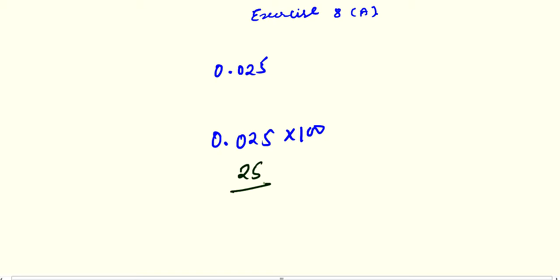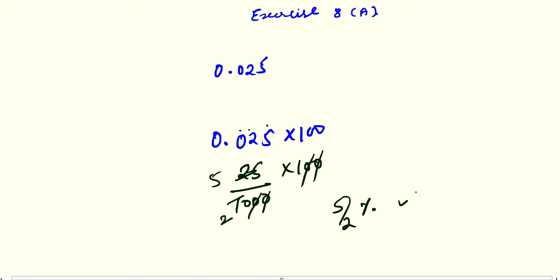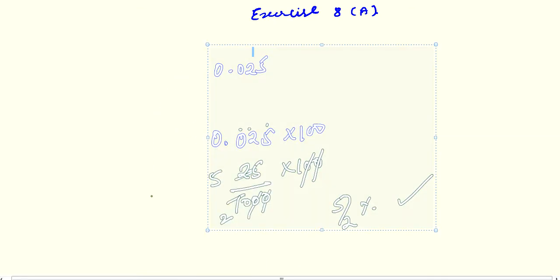Then the third one is 0.025. So the same process, 0.025 into 100. Now after the decimal we have 3 decimal places. So first I will write 25, then 1 and 3 zeros, into 100. So the zeros get cancelled. 25 by 10, 25 by 10. So 5 5 ja, then 5 2 ja. So 5 by 2% is the required answer. Okay, so question number 1 you can solve.